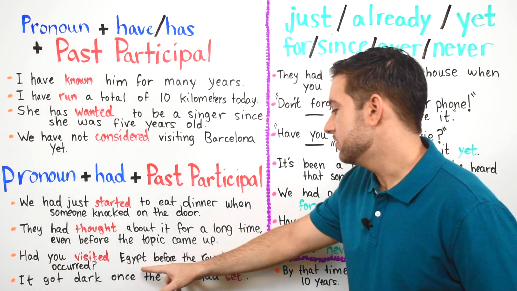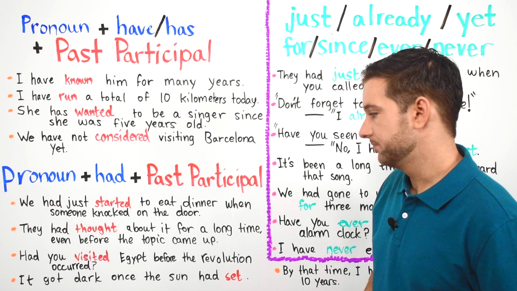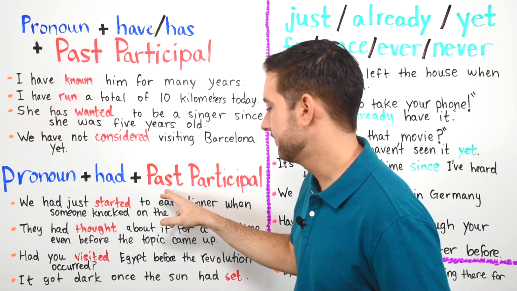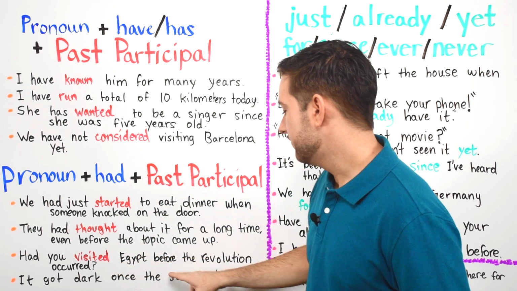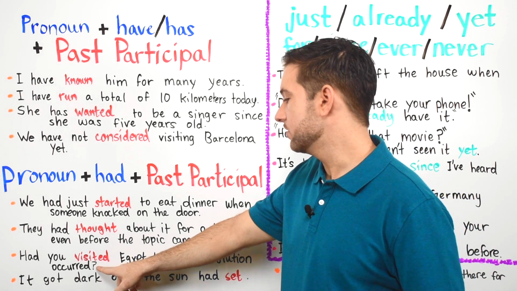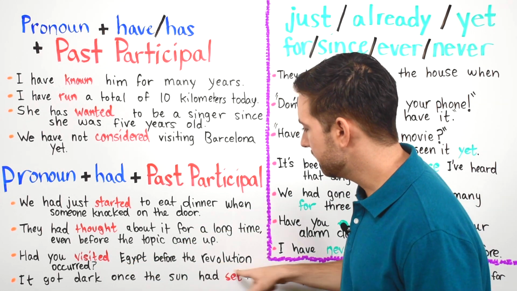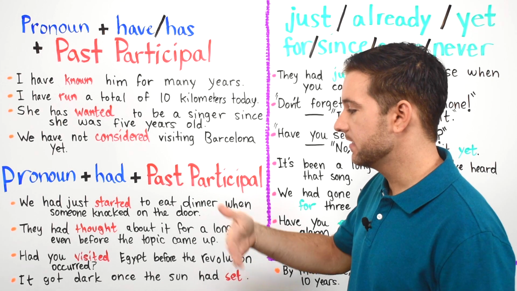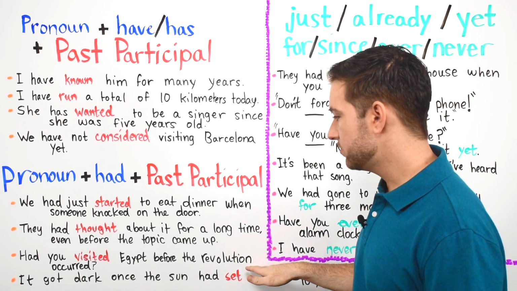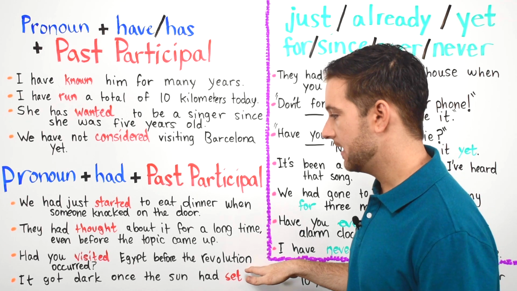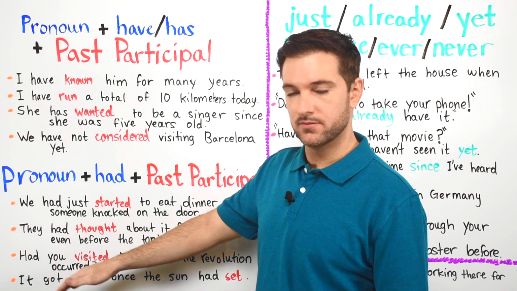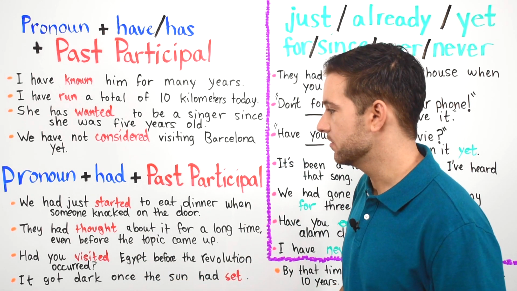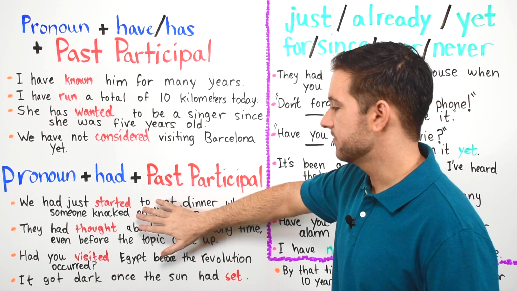Next, had you visited Egypt before the revolution occurred? Okay, so you can see that we have had, right? Had you visited Egypt before the revolution occurred, right? So notice here that we have the simple past. The revolution occurred, okay? And then we're talking about something that happened before another thing happened, right? So the revolution occurred, but what happened before that? We're asking, had you visited? It's a question. So you can tell that's why we use this sort of tense.